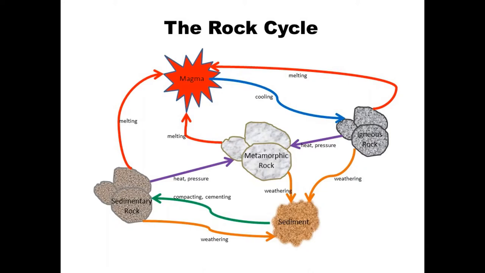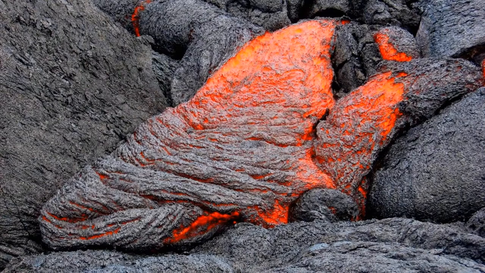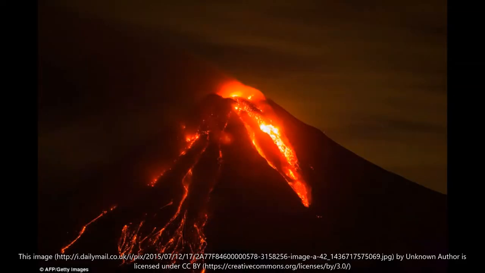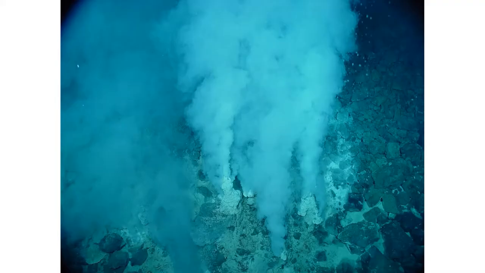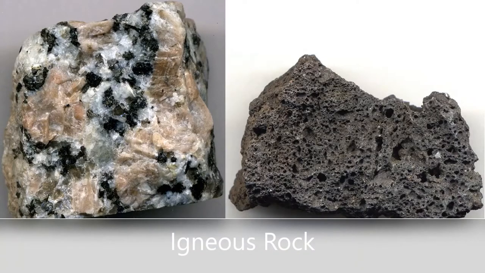Geologists classify rocks by the way that they are formed. Rocks are often formed by the cooling of magma or molten rock. Magma can force its way upward underneath Earth's crust and then cool, or it can reach the surface at a volcano or at a mid-ocean rift.